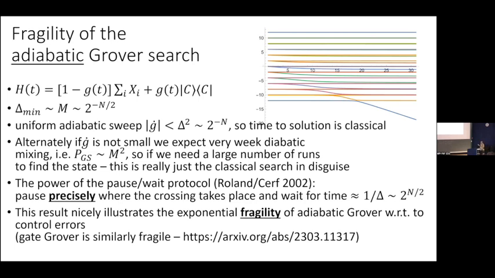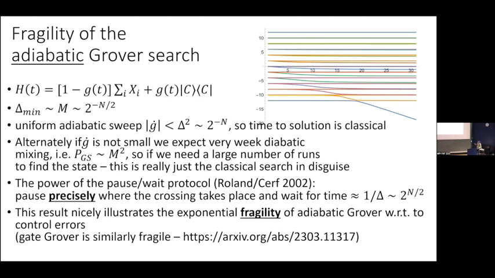And if you don't know this, you're back to M squared scaling, which is the classical scaling. The nice thing about the Grover search is that because it's such a structured problem, it's very easy to prove things and essentially not have any doubts. So in this case, if you don't know where this crossing is, you cannot win. This is true of adiabatic Grover, and it was kind of obvious that it should also be true for the gate Grover when we were talking about this, but recently Miles Stoudenmire and his collaborators played around with gate Grover and they also saw similar fragility.